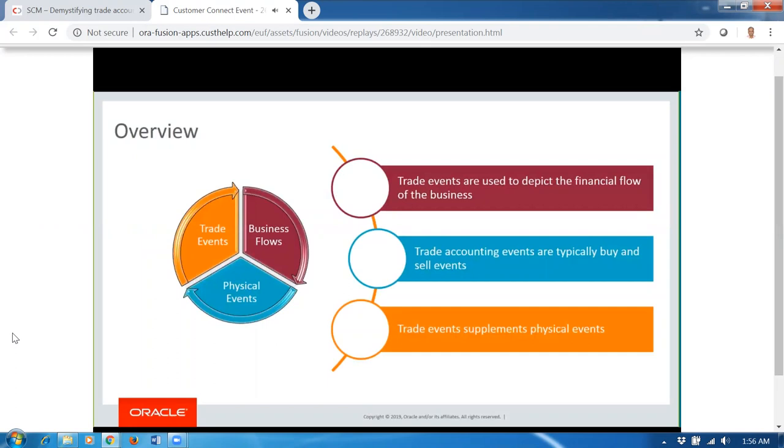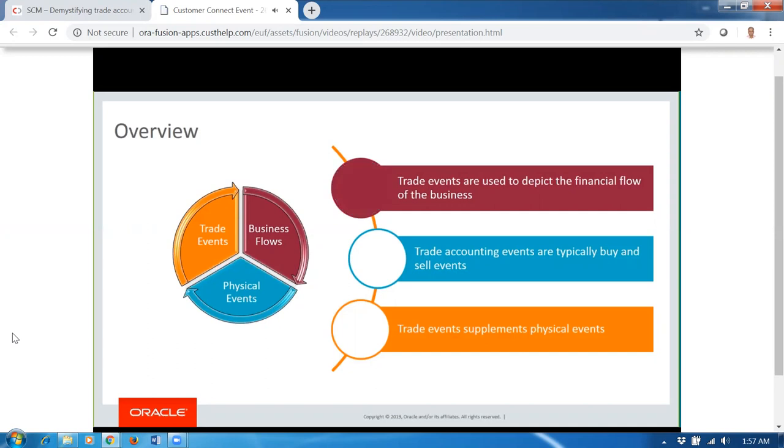So what is a trade event? If you think about any business flow, you have a physical flow, like a sales order shipment. But a sales order shipment does not necessarily convey the financial message to you, which is where trade events fit in. Your business flow is incomplete without trade events. So a business flow requires both a physical event as well as a trade event. A trade event, therefore, is used to depict the financial flow.